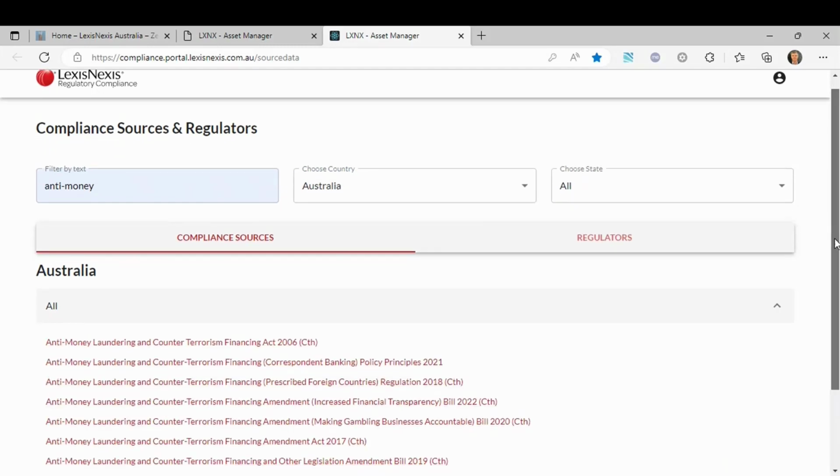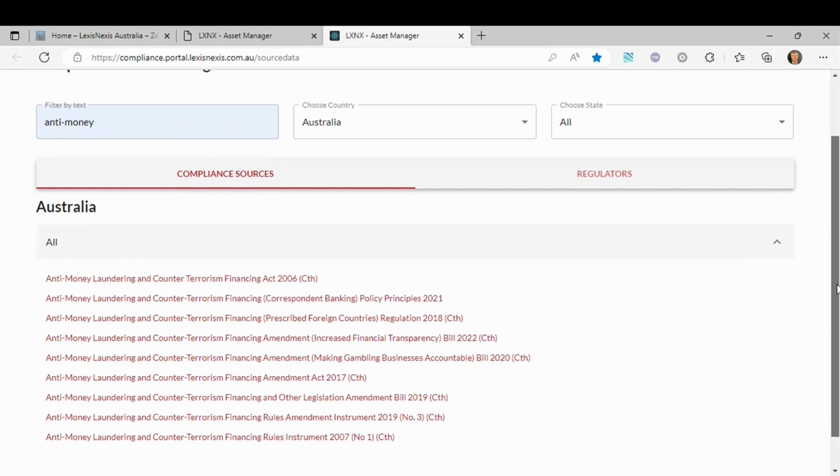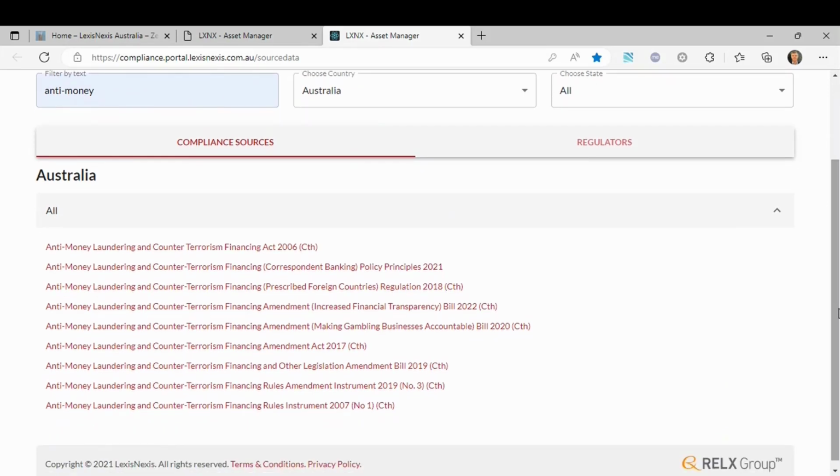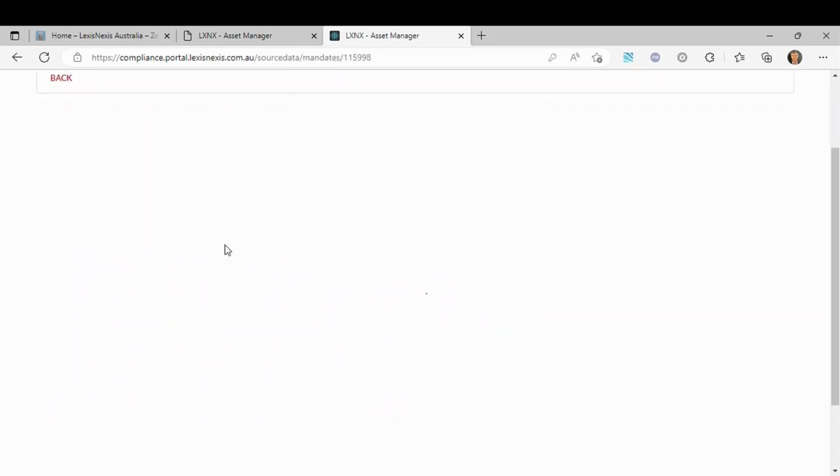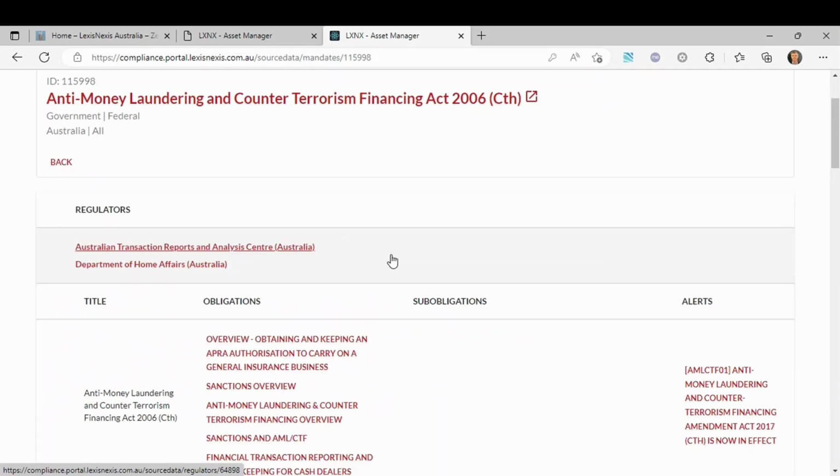is all of the acts, the principles, the amending regulations and the instruments that respond to this particular search term. In this particular case, the Anti-Money Laundering and Counterterrorism Financing Act 2006. So let's dive into that, and you can see further what SourceData can do for you. At once you could see the regulators that oversee this particular act. AUSTRAC on the one hand, and the Department of Home Affairs on the other.